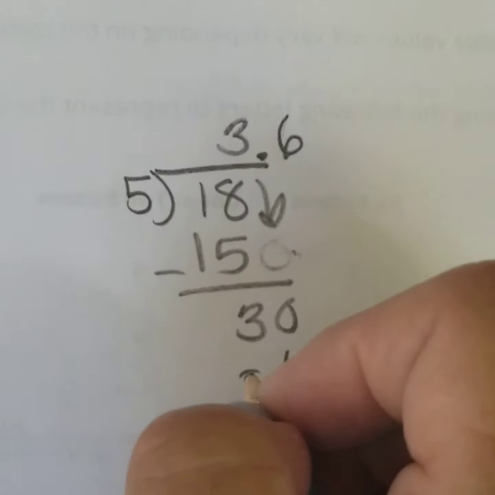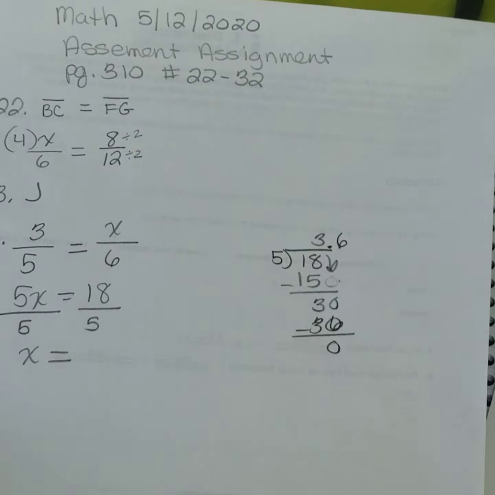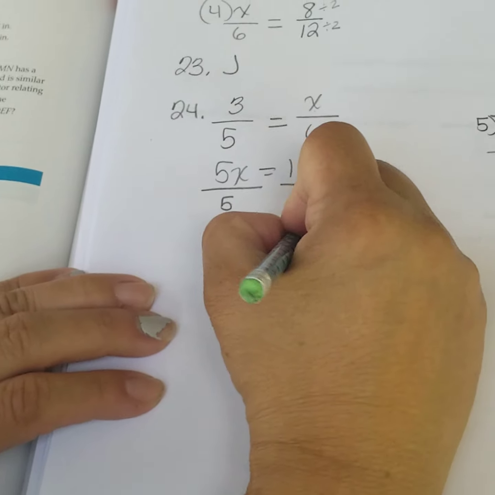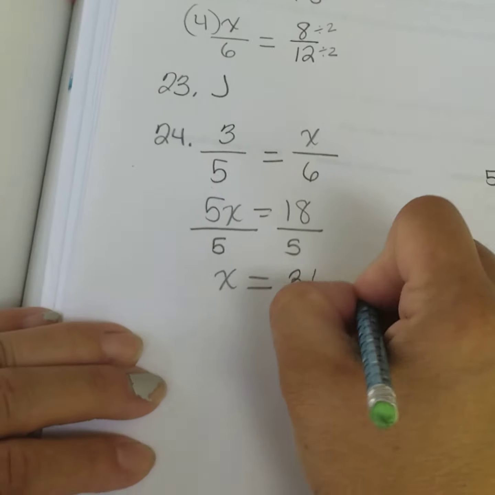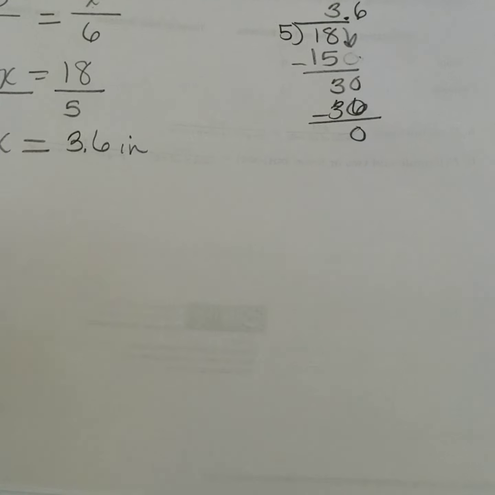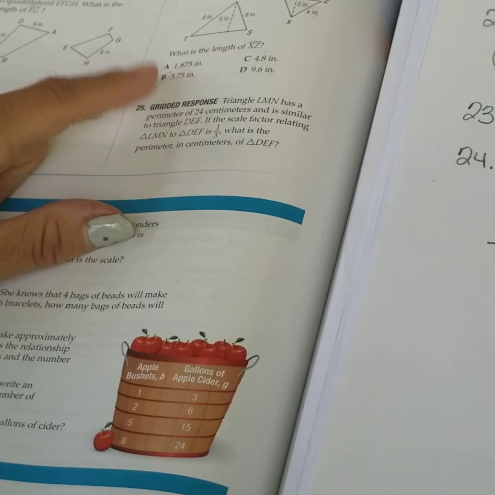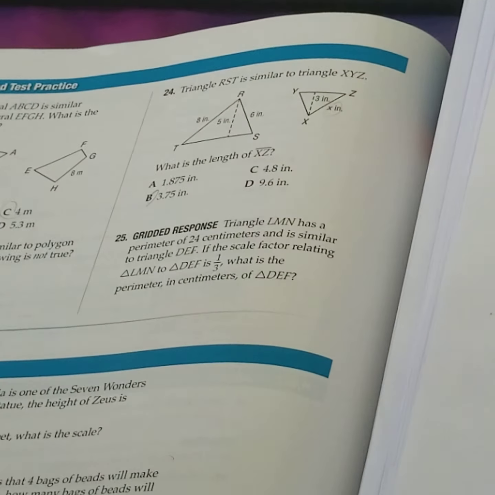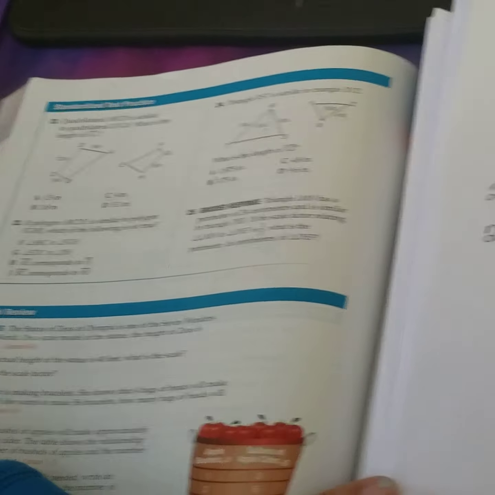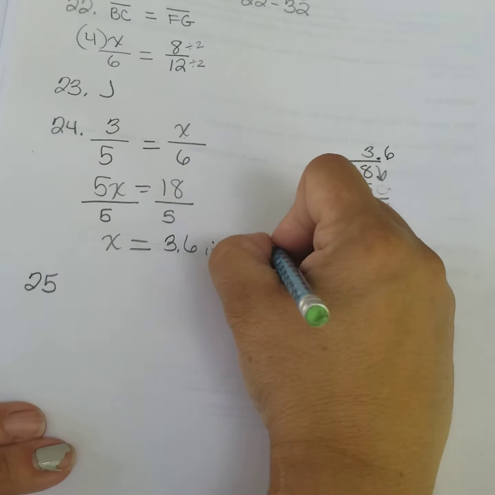So, right? 6 times 5 is 30. So my X is 3.6 inches. But they don't have 3.6, so the closest would be 3.75. Which I think is bizarre, but okay. So number 25. So the answer is actually B.